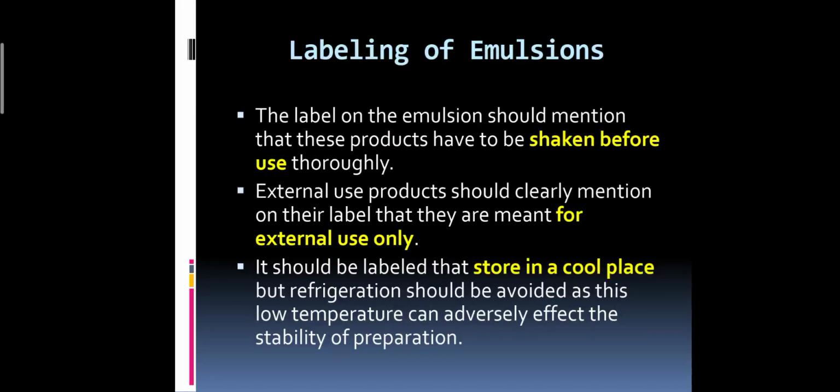And then at the end, here is the labeling of emulsions. While labeling an emulsion, we should state that it should be shaken before use. External use products should clearly mention on their label that they are meant for external use only. And then we should label that the emulsion should be stored in a cool and dry place, and we should not use refrigeration because the low temperature can adversely affect the stability of the preparation.